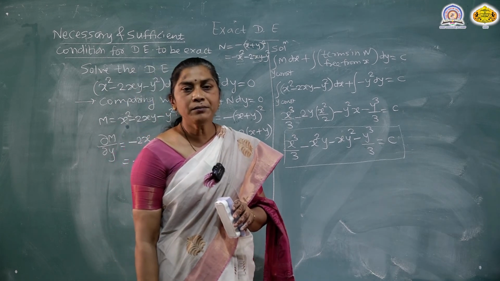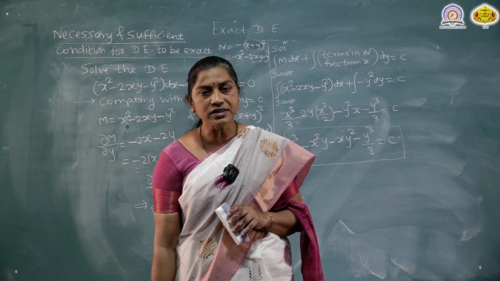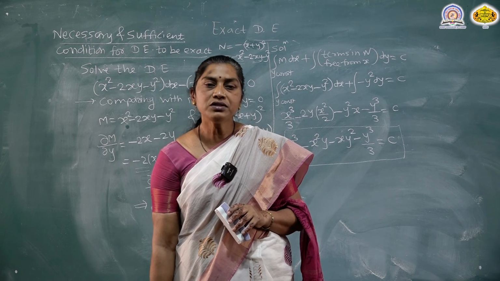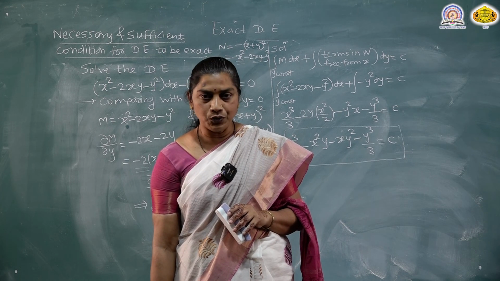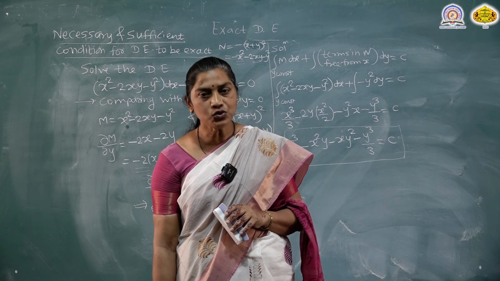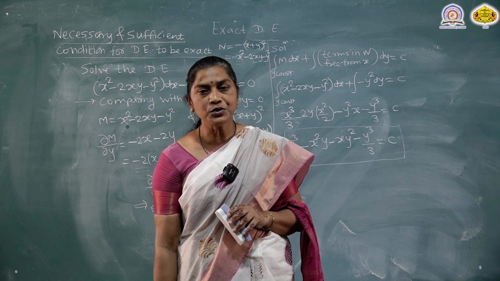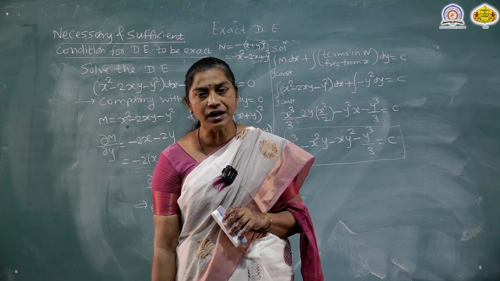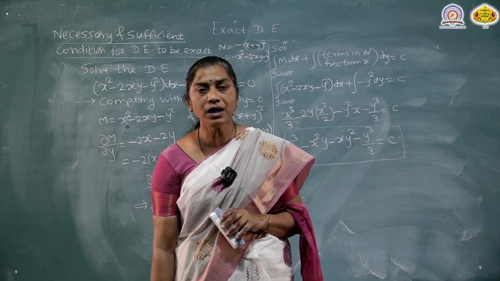So what we have studied today is that an equation M dx plus N dy equal to 0 is said to be an exact differential equation if there exists a function u having continuous second order partial derivatives such that M dx plus N dy is equal to du, or you can say that it is exact if it can be obtained from its solution by direct differentiation of the solution. In short, the necessary and sufficient condition for a differential equation M dx plus N dy equal to 0 to be exact is ∂M/∂y equal to ∂N/∂x.